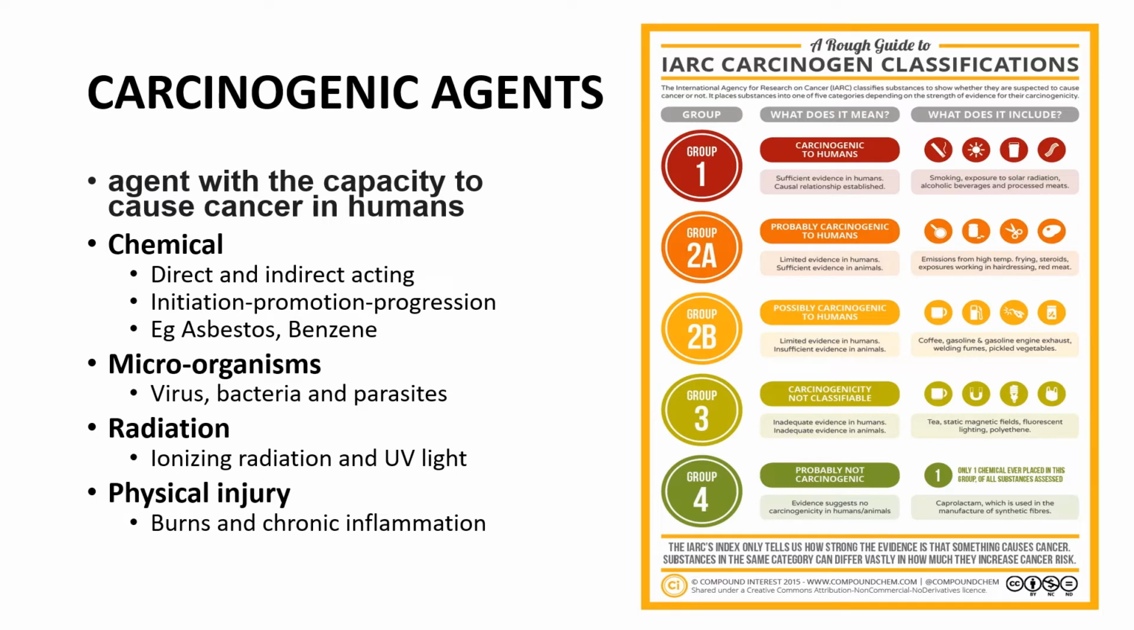Group 1, which is carcinogenic to humans, includes smoking, exposure to solar radiation, alcoholic beverages, and processed meats. Group 2A is probably carcinogenic to humans. Group 2B, possibly carcinogenic to humans. Group 3, carcinogenicity not classifiable. And Group 4, probably not carcinogenic.